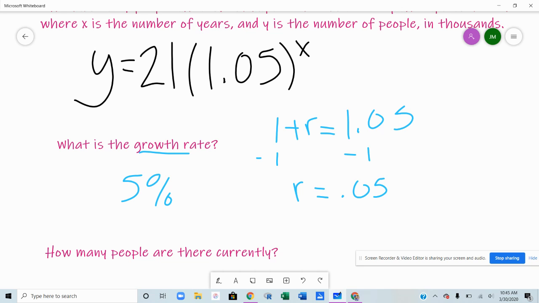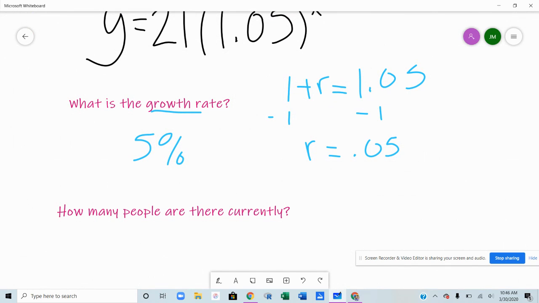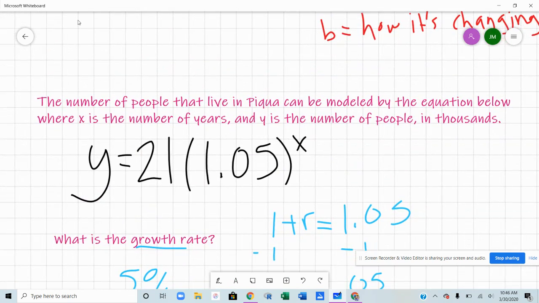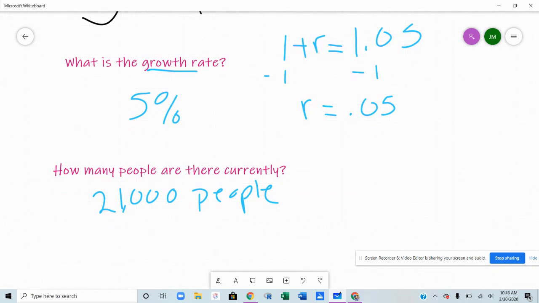But with this word problem, it says that y is the number of people in thousands. So how many people are there currently? There are not 21 people. There are 21,000 people. If you answered 21, the statement says the number of people that live in Piqua. You said 21, you're telling me that there are 21 people that live in Piqua. Just pause and take a moment to think if that makes sense, because it does not. Don't forget your thousands on there.